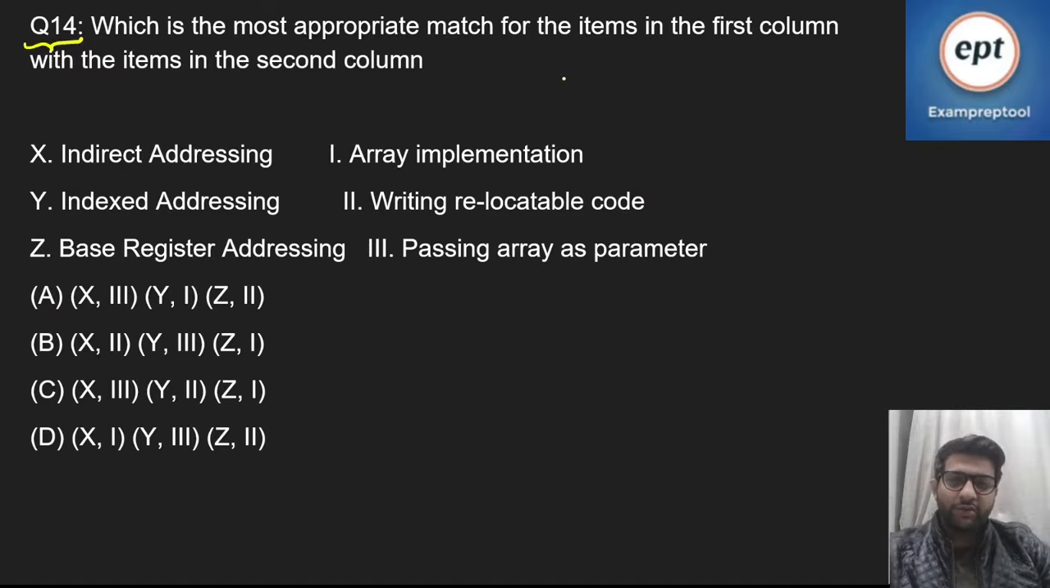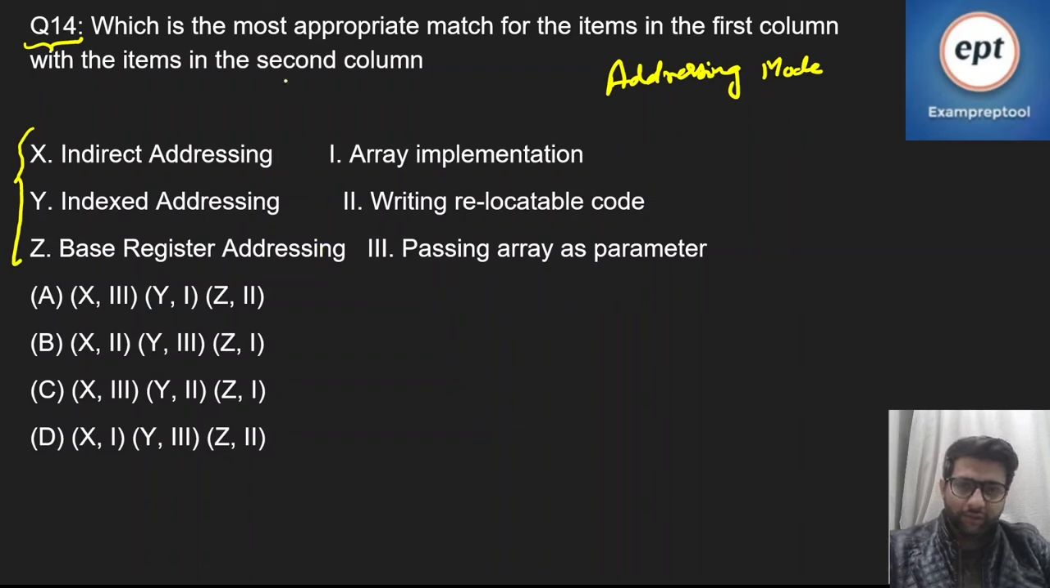So let's move on to question number 14, again a question on addressing modes. Try to see if you understand these three different types of addressing mode, and try to solve this question once. We have to match the first column with the items in the second column. First is indirect addressing. I have explained indirect addressing enough number of times.